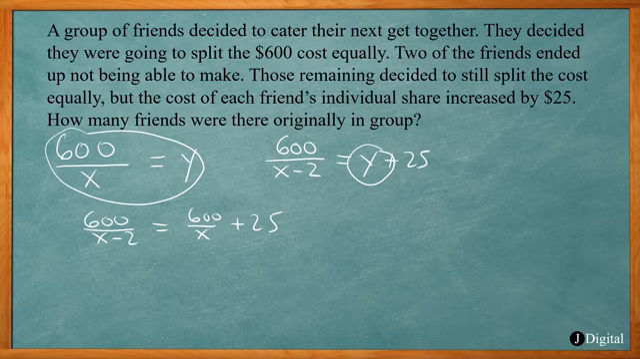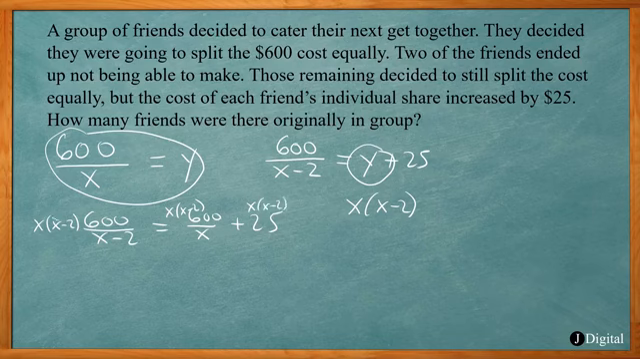Now from here I want to multiply everything by the common denominator. So I have denominators of x minus 2, x, and 1. The common denominator there, I just multiply those together, x times x minus 2. And I'm going to multiply every term by that, so times x minus 2.